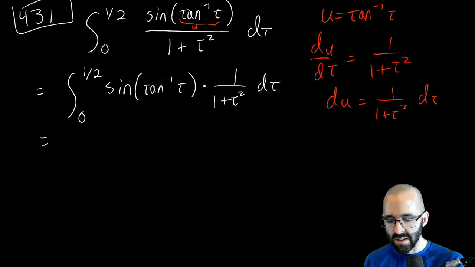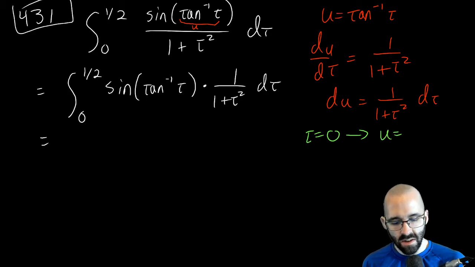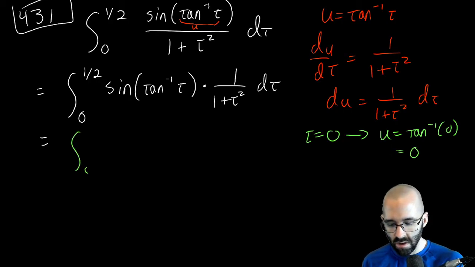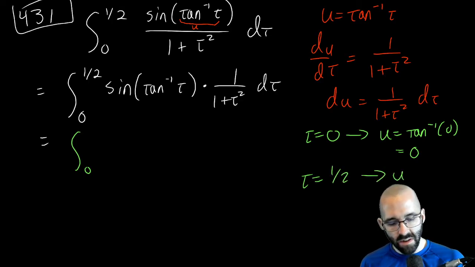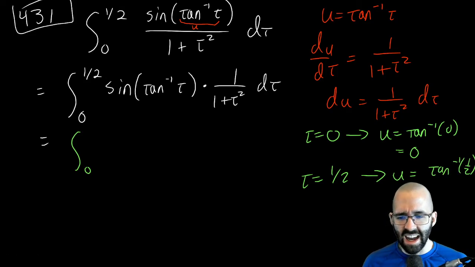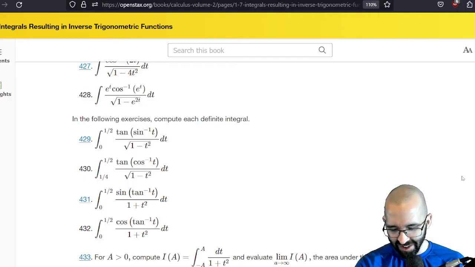And now we can do the u sub. If t is 0, u is the inverse tangent of 0. The tangent of what equals 0? And the answer is 0. Well, if t is 1/2, then u is the inverse tangent of 1/2. The tangent of what is 1/2? I don't know.